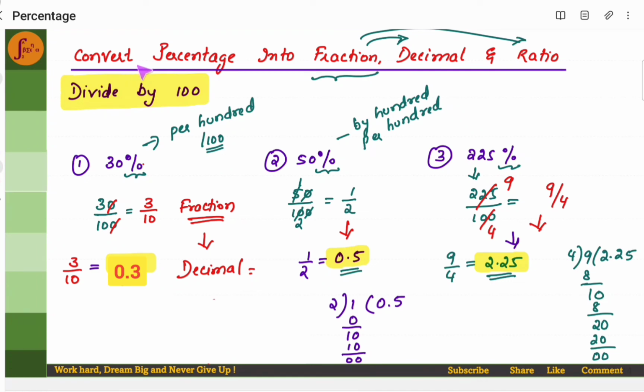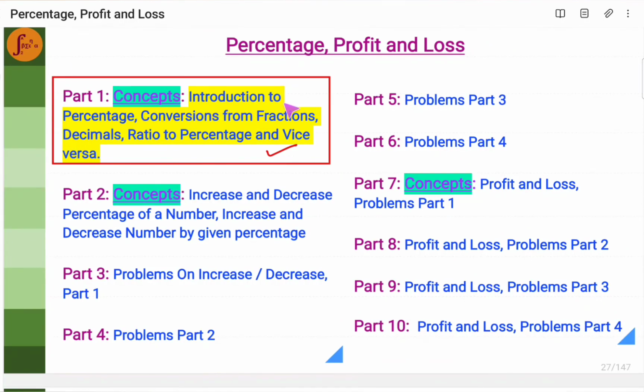And converting from percentage to any of these three, you need to divide by 100. Remember, this percent symbol will indicate it's per 100 or by 100. Remember this, by 100. With this, we have come to the end of this particular topic.